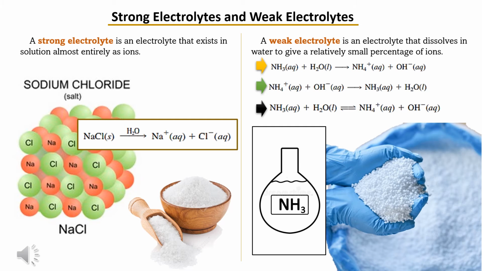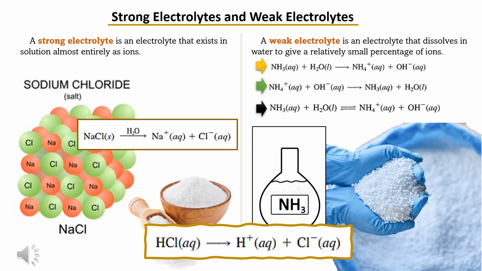An exception to this is hydrogen chloride gas, which dissolves in water to produce hydrogen ions and chloride ions. And we represent its reaction with water by this equation here. We have a single arrow. Since hydrogen chloride dissolves to give almost entirely ions, hydrogen chloride is considered a strong electrolyte. Also, hydrogen chloride is called hydrochloric acid.